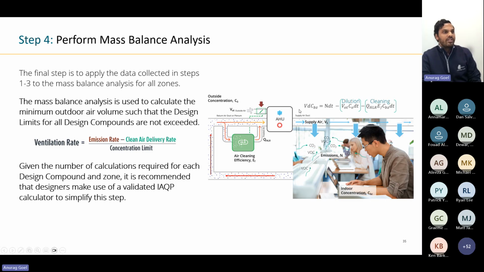So this equation is applied not just for CO2, which I talked about in my example, but it's applied for every single one of the contaminants that are established in step one. And a lot of times the driving contaminant is formaldehyde. Formaldehyde tends to have the highest generation rate per square foot, and thus ultimately dictates how much air cleaning and outdoor air you would need to bring into a ventilation zone.